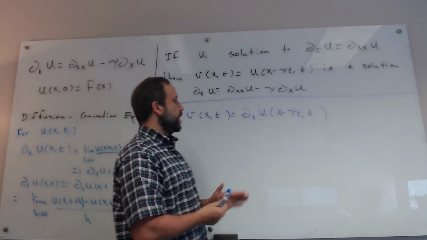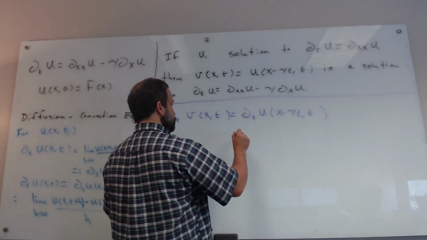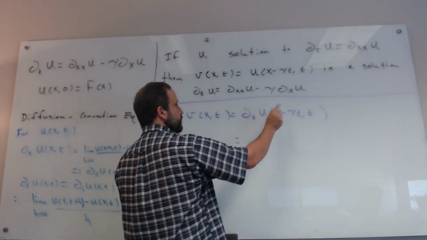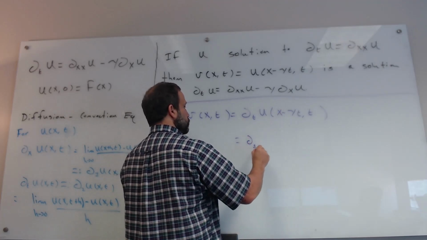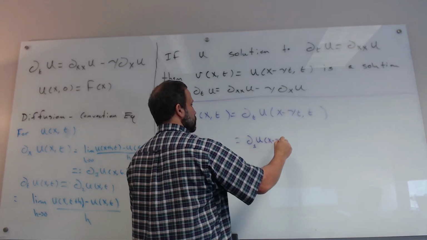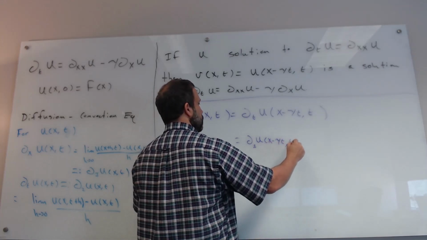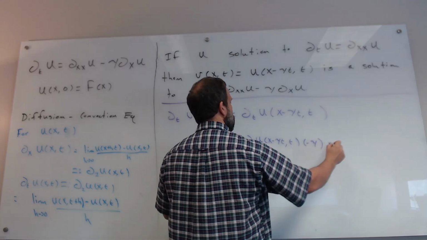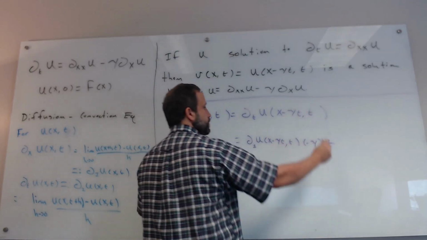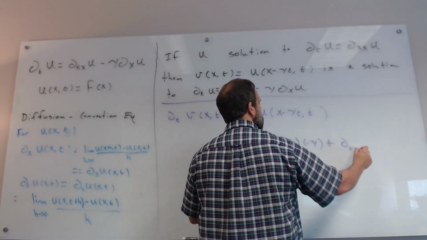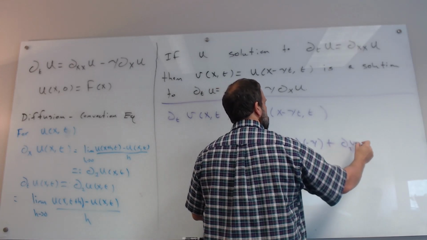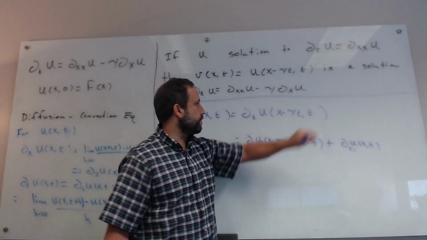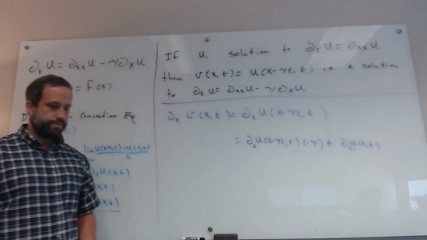But what we're going to do is use the multivariable chain rule. And what this tells us is going to be the derivative in this first component here. It's going to be the derivative of u in this first component, so partial 1 u of x minus gamma t, times the derivative of this with respect to t, which is minus gamma, and then plus the derivative in the second slot. So this is going to be partial 2 u of x, t times the derivative of t with respect to t, which is just equal to 1.